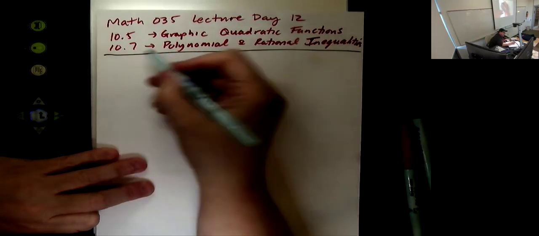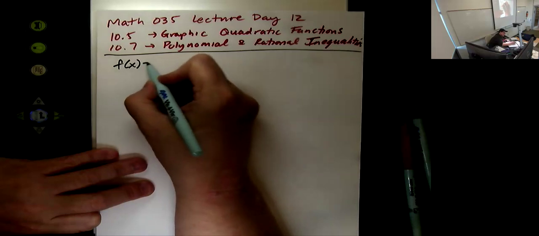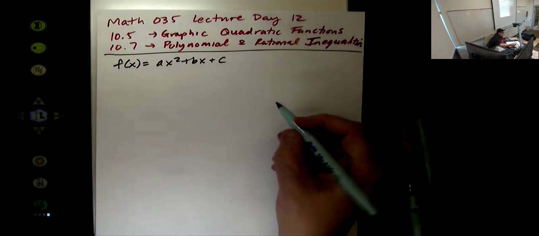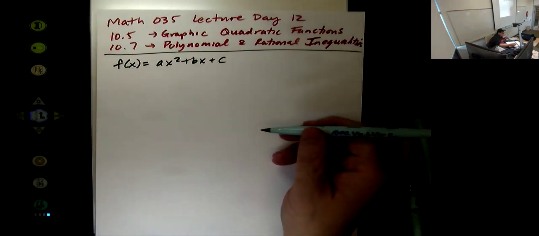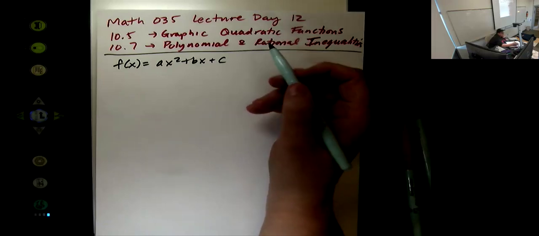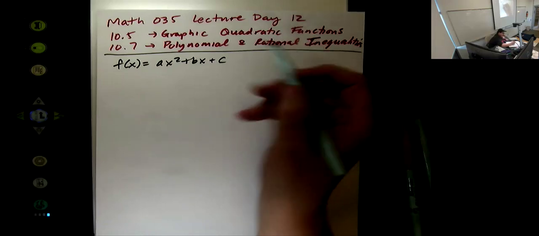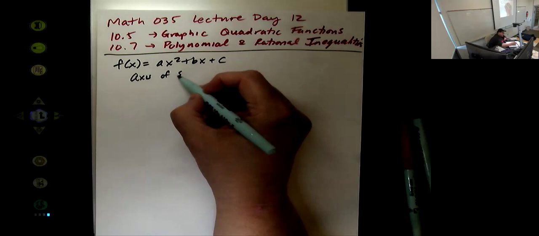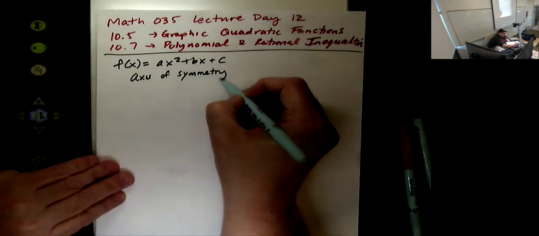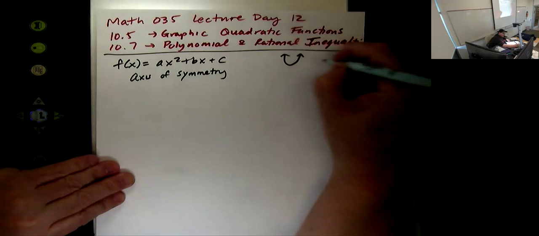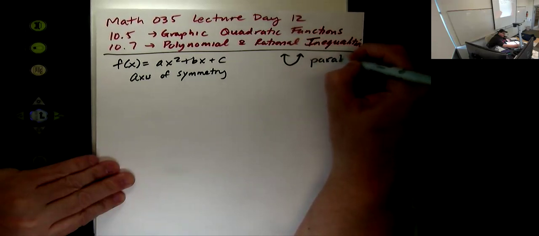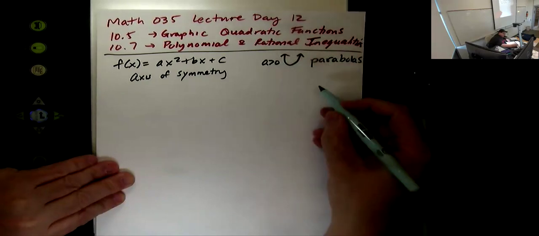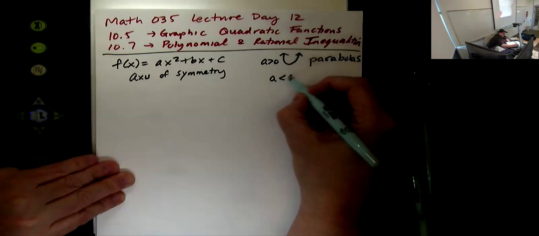All right, so quadratics are ax squared plus bx plus c. Not the easiest thing to graph. But there are a couple ways to make this graphing easier. Having an axis of symmetry is helpful. These make parabolas, I should say. Parabolas. If a is greater than 0, they open upward like that. And if a is less than 0, they go downward.